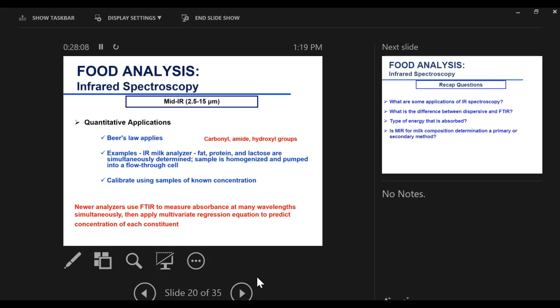We use this instrument, like I said, after calibration. So it has to be calibrated. Usually they calibrate it using Mojonnier, because it is dairy. So they use the Mojonnier method, which you will learn about next week. So they will use Mojonnier for fat.